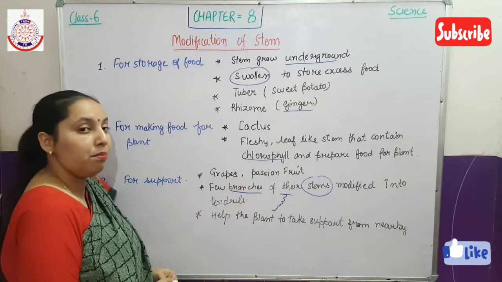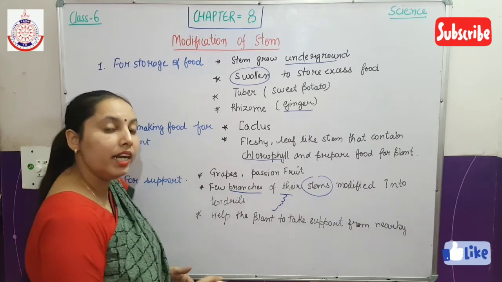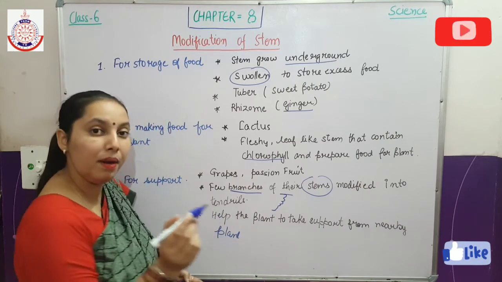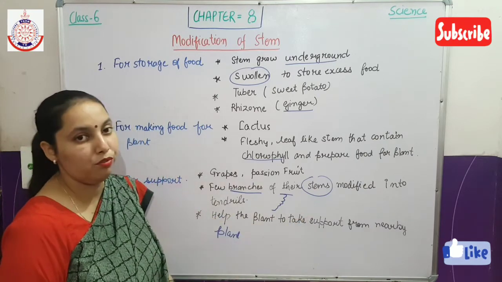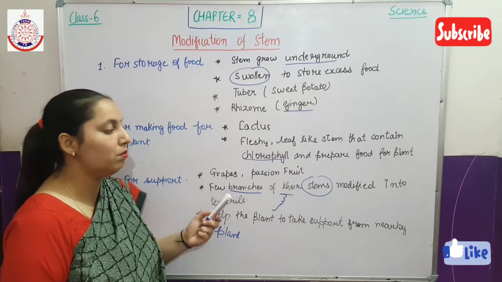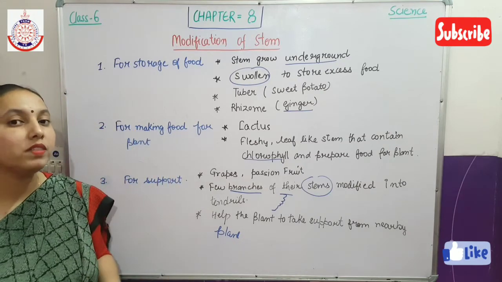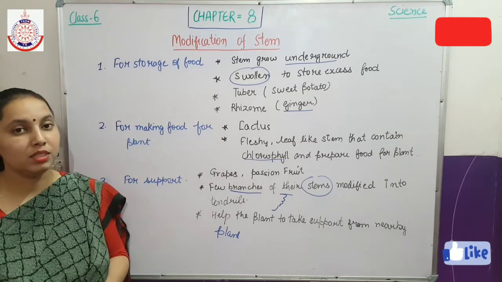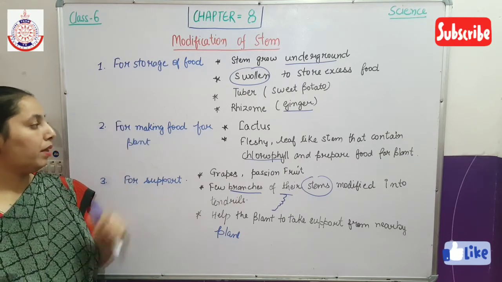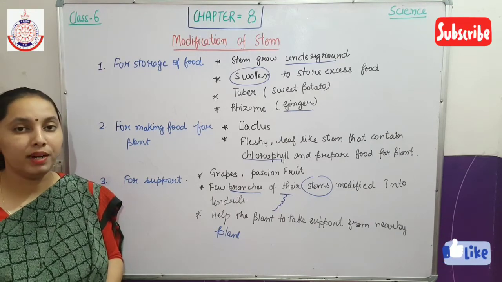Fine. Why? Because these tendrils help the plant to take support from the nearby plant. If a nearby plant is there, they take the support from the nearby plant. This you can also see in the example of grapes and passion fruits. So this is why modification of stem is there. Number 1, for the storage of food. Number 2, for making the food for the plant. And number 3, for the support of the plant.